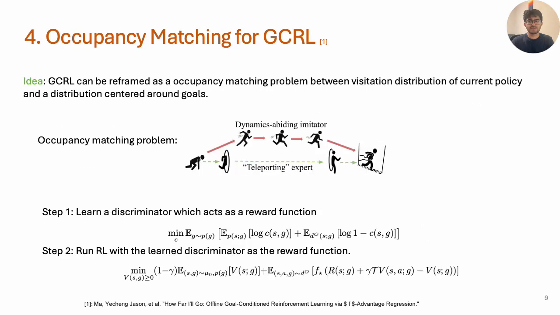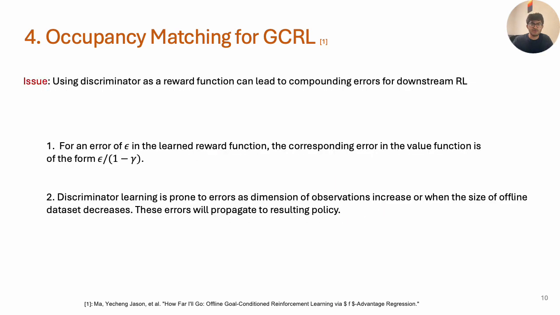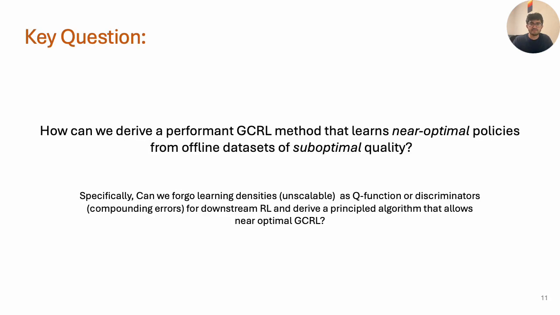The fourth line of work frames GCRL as an occupancy matching problem between the visitation distribution of the current policy and a distribution centered around goals. The method works by first learning a discriminator between the goal distribution and the offline data distribution and using that as a pseudo reward in the subsequent RL step. Unfortunately, using a discriminator as a reward function can lead to compounding errors for the RL step and lead to performance degradation.